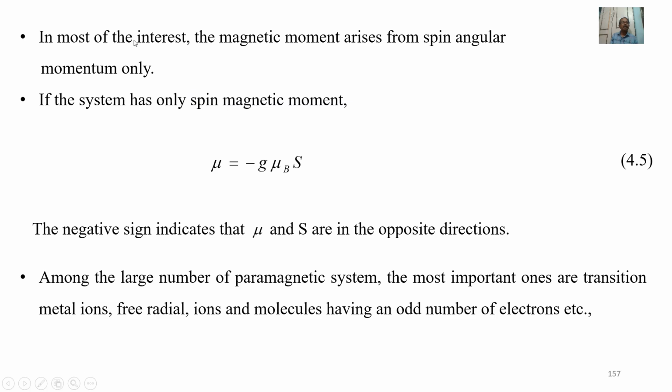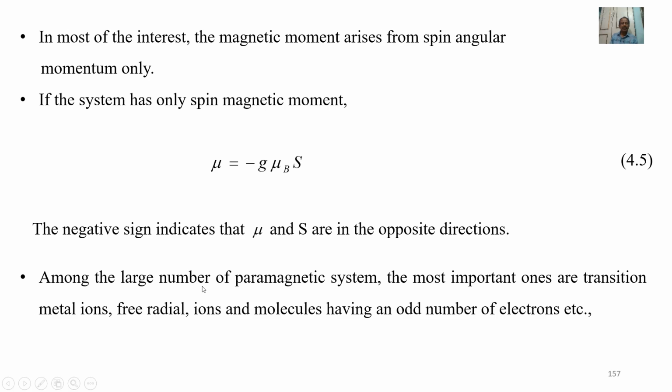In most cases of interest, the magnetic moment arises from spin angular momentum only. If the system has only spin magnetic moments, then equation 4.4 becomes μ equals the contribution only from spin. So we have μ = -g μB S. The negative sign indicates that μ and S are in opposite directions.